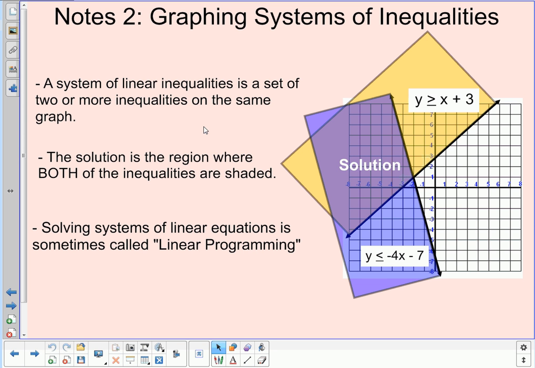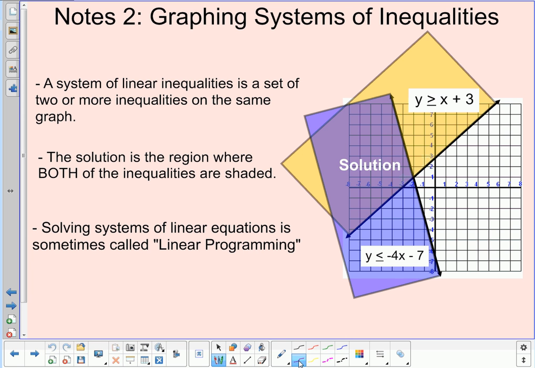A system of linear inequalities is a set of two or more inequalities on the same graph. The solution to that system is the region where both of the inequalities are shaded. We all know how to shade inequalities now, graphing them using the solid or dotted line and all that stuff.